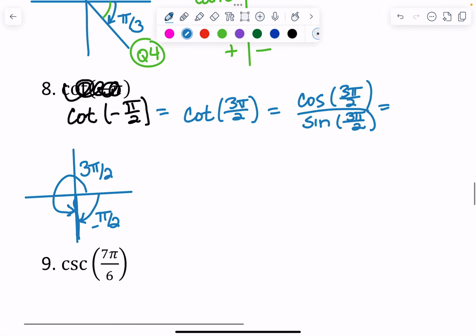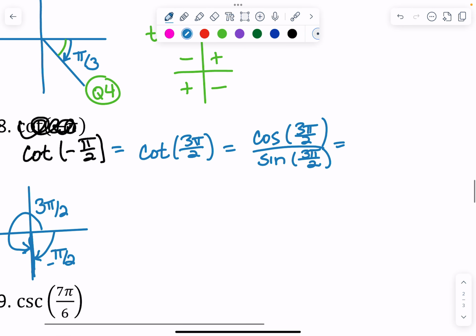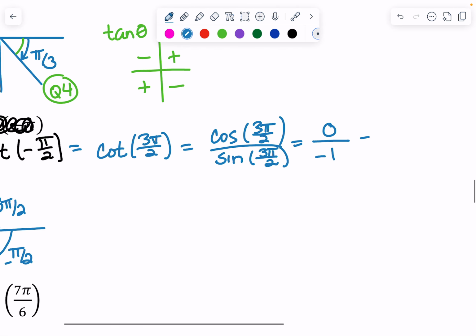So if you look here, let me grab a little highlighter. If I've come all the way around to here, I'm on this thing. I've gone nowhere in the x direction. I haven't moved this way at all. So my cosine is going to be a 0 there. And my sine value, I'm down here, right? And so it's going to be a -1. All right, 0 divided by -1, no problems at all. That's equal to a 0, and that's going to be my answer there.